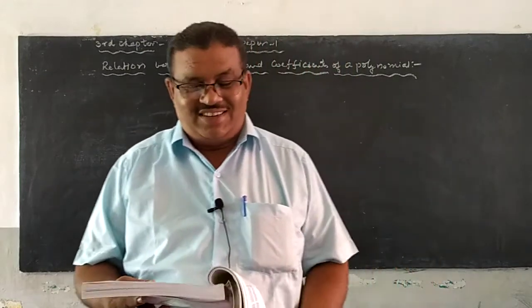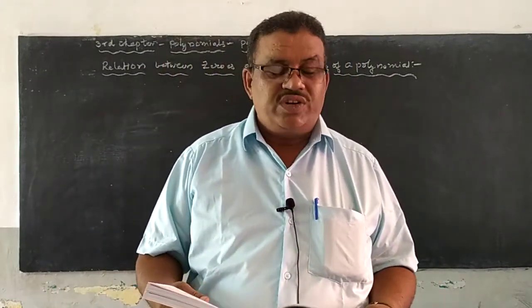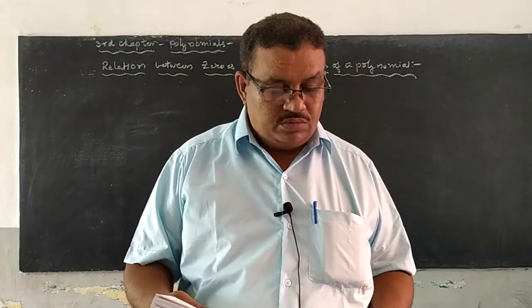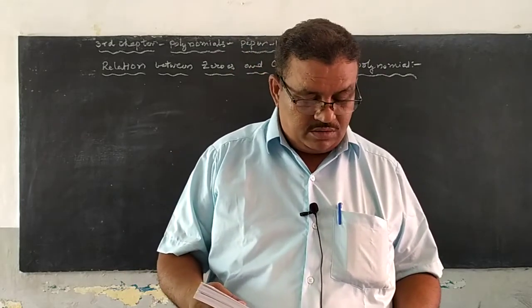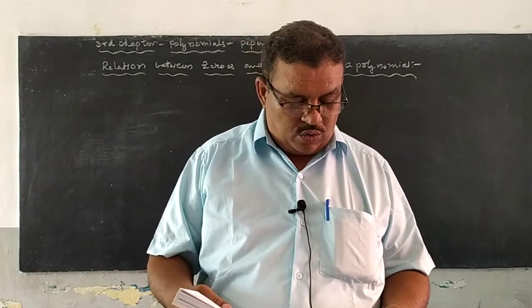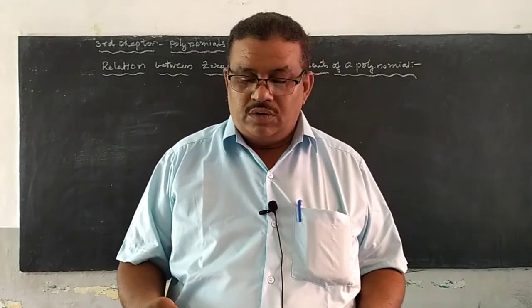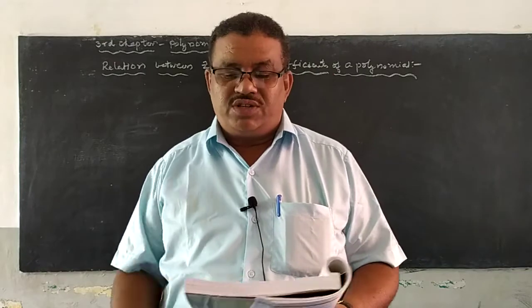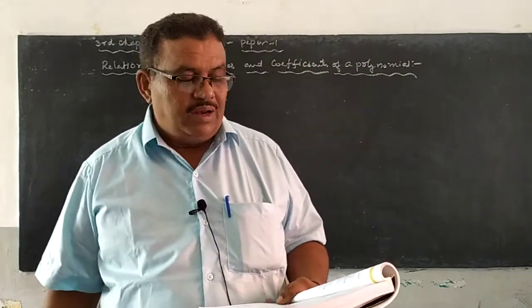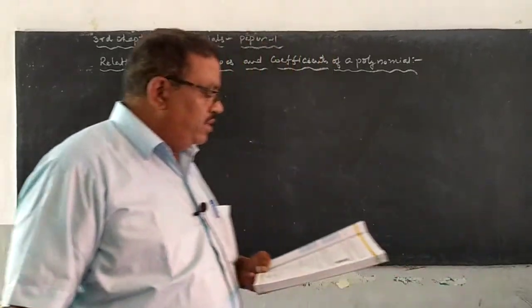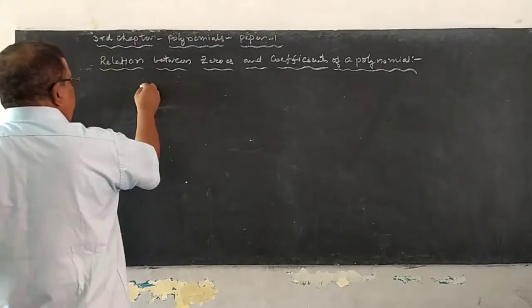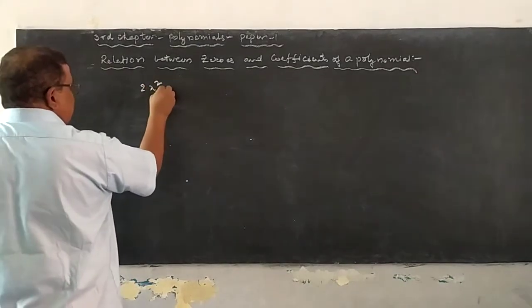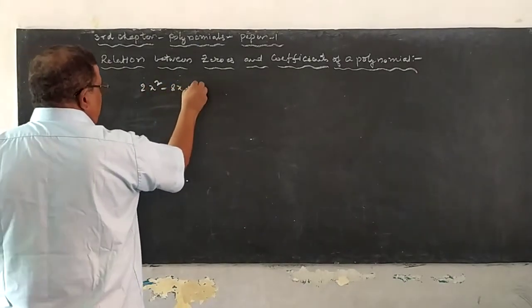Hi 10th class. In the last class we discussed exercise 3.2, first, second and fourth problems. Today we will discuss the relationship between zeros and coefficients of a polynomial. Let us see one example: 2x square minus 8x plus 6.